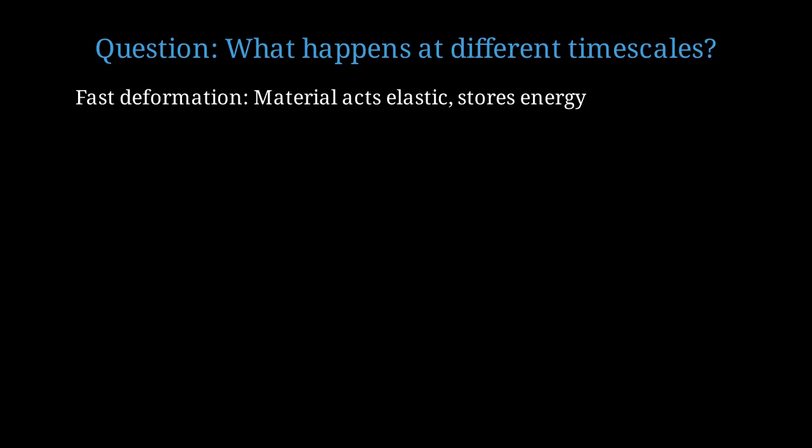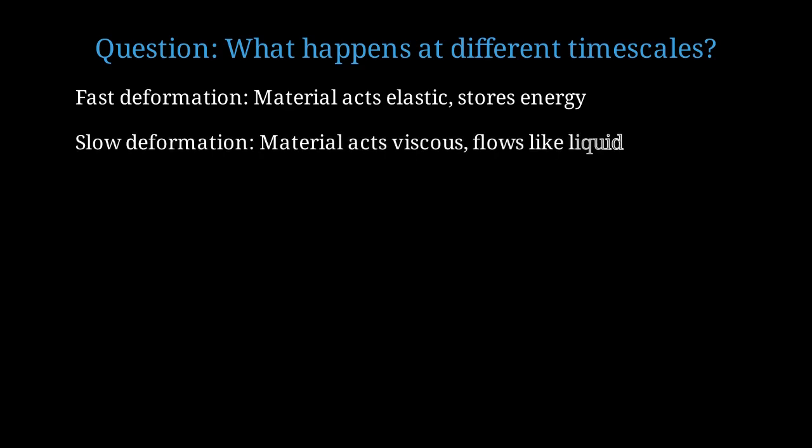Now let's ask an important question. What happens when we deform a viscoelastic material at different timescales? If you deform the material much faster than the relaxation time, it acts like an elastic solid. The spring dominates and the material stores energy. This is why cheese snaps if you pull it very quickly. If you deform the material much slower than the relaxation time, it acts like a viscous liquid. The dashpot dominates and the material flows. This is why cheese stretches when you pull it slowly.